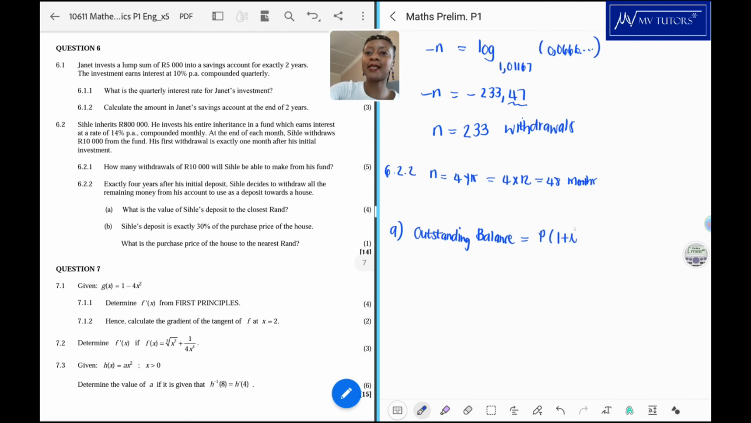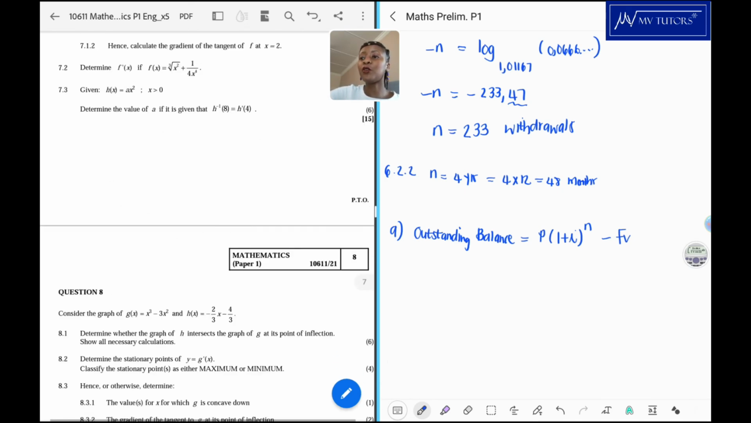So 1 plus I. So you're going to take that lump sum that you put, right? It's gaining interest, okay? Over those 48 months when he was busy withdrawing the 10,000, the 800K was actually accumulating interest, okay? So for the outstanding balance, you're going to take that and then you're going to subtract your future value amount, because we want to know in the future what would the amount have been at 48 months.